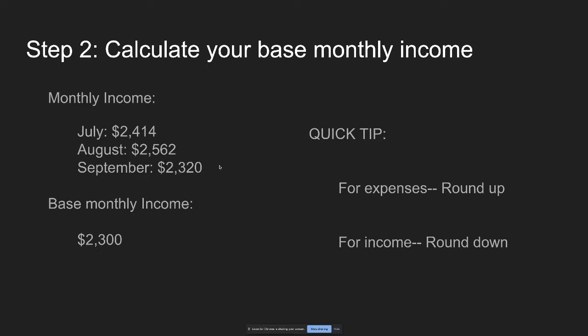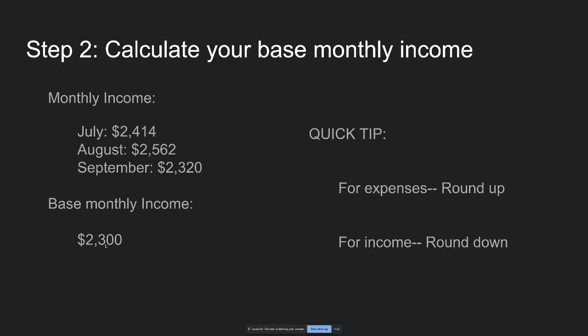So this is actually a very accurate picture of what those of you who work full-time make at this company currently. Once you look at these 3 numbers, take whatever the lowest amount of those 3 numbers is, in this case $2,320, and then round down to the nearest 100, which gives you $2,300, and that's your base monthly income.